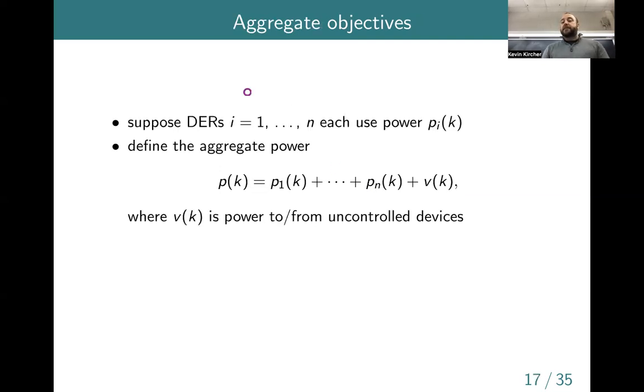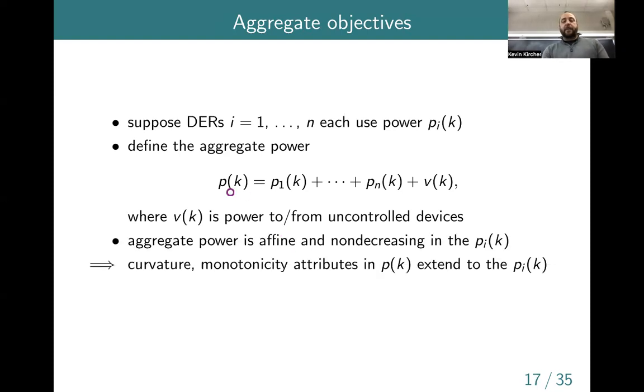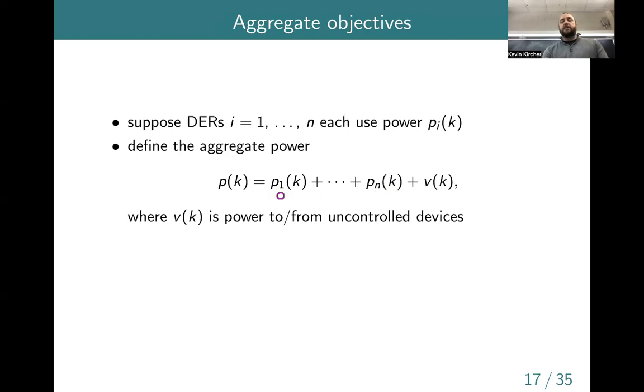We can also talk about aggregate objectives. So if you don't just have one DER, one battery in one house, say, but maybe you are Tesla and you have thousands of batteries all over the San Francisco Bay Area, and you want to do something collectively with that whole population of batteries. In that case, as long as your objective is linear in P, it ends up being linear in all the individual DER powers as well. The aggregate power here is just defined as the sum of all the individual powers, and then possibly with some other uncontrolled load mixed in there as well: demand from houses or something like that, or supply from renewables.